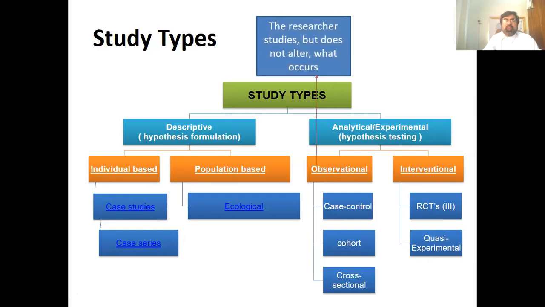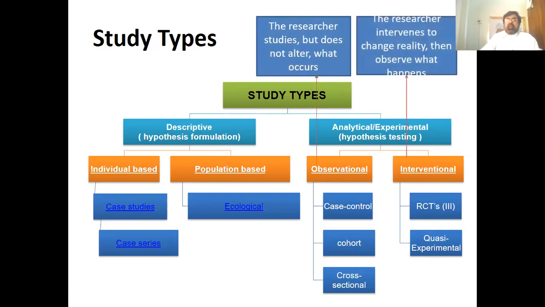Now take it further. The researcher studies but does not alter what occurs. That is observational studies. The researcher is not supposed to do any kind of intervention. He or she just observes and collects the data. The researcher intervenes to change reality, then observes what happens. That is an experimental design. You have to do a sort of intervention and you have to wait for the effect of that intervention, whether it brings change or it does not bring change.